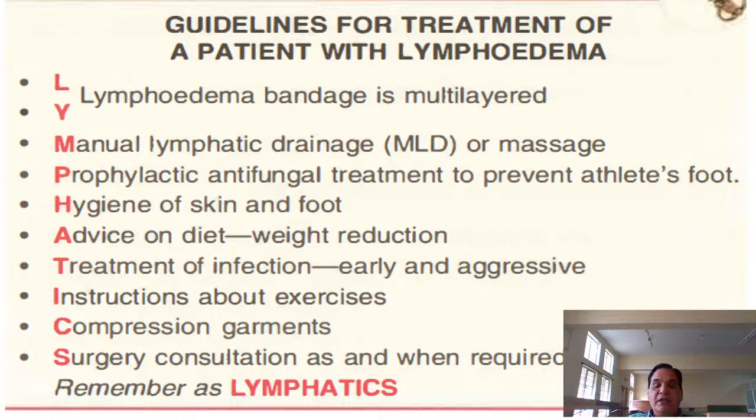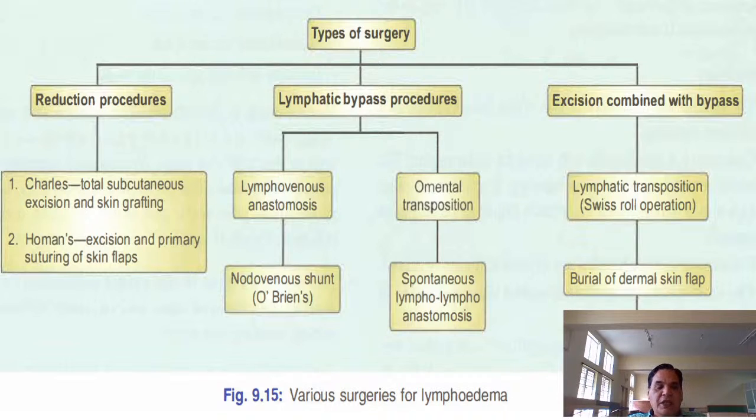So the guideline for lymphedema is given in the chart. What type of surgery is done? Just go through it if possible. Remember, the type of surgery which we commonly do is Hammond's technique, that is excision and primary suturing of skin flaps. Other procedures are lymphatic bypass. The common surgery which we do is omental transposition. What is it? It is a spontaneous lympho-anastomosis. That means the lymphatics from the obstructed foot are diverted through the mesenteric omentum. Excision with bypass are surgeries like the Swiss roll and burial of dermal flap. But among them, the only satisfactory results are Hammond's procedure and omental interposition, where the mesentery is brought down to the leg. So these are the various types of surgery for lymphedema.